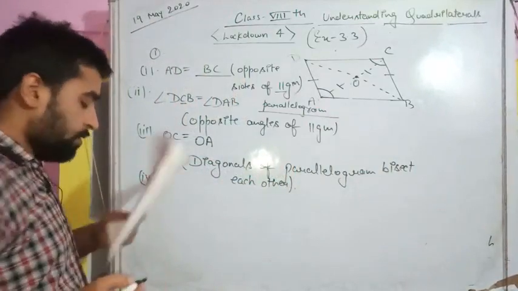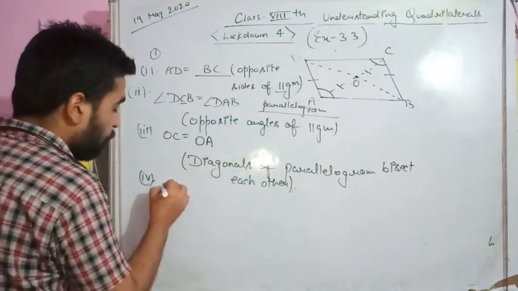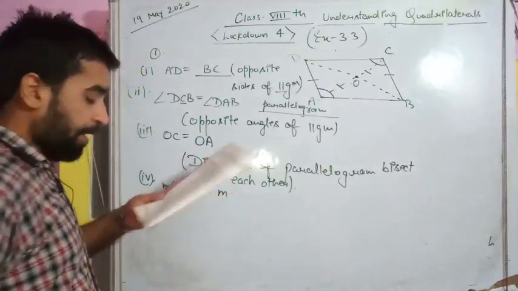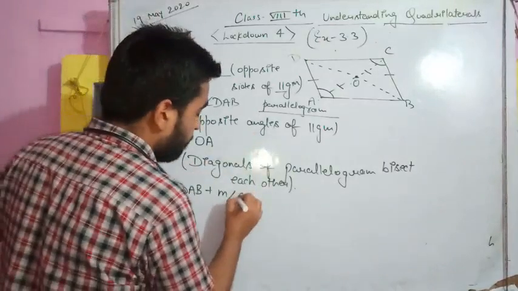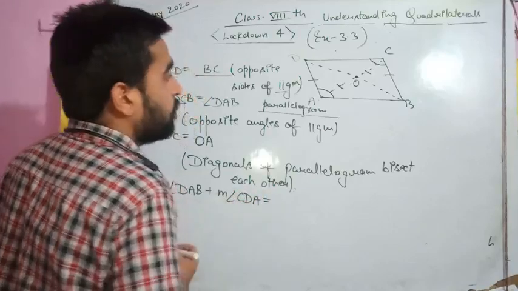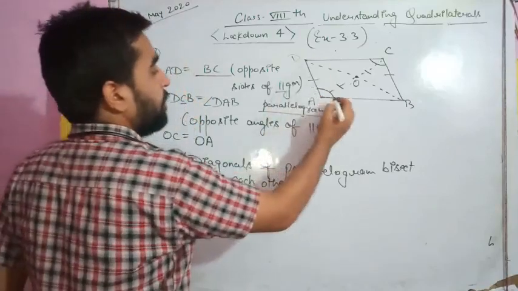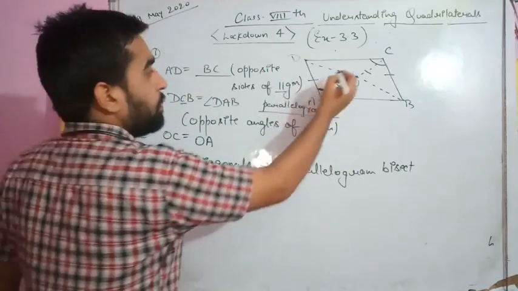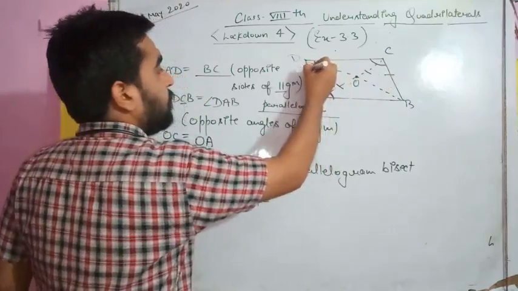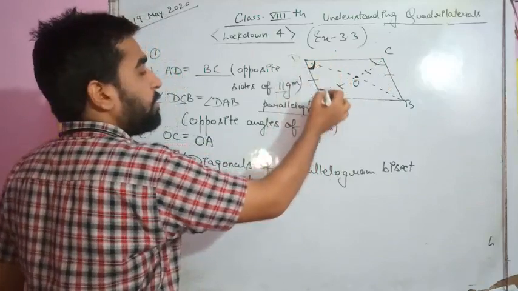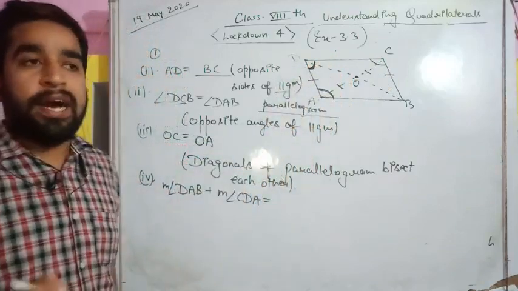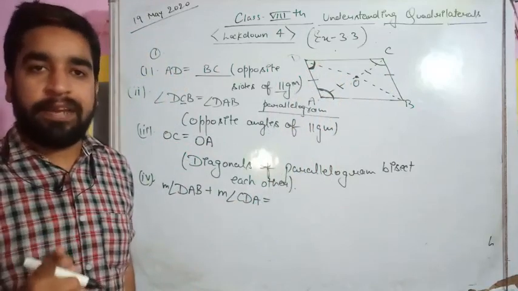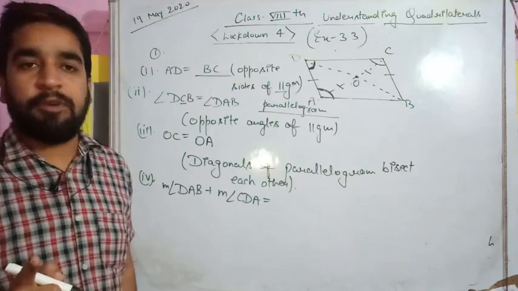Then, students, the fourth one is: measure of angle DAB plus measure of angle CDA will be equal to how much? Students, DAB is this angle, CDA is this angle. As you can see, these two angles they are denoting are both adjacent angles. So in a parallelogram, I am telling you a new property. Please remember this property.